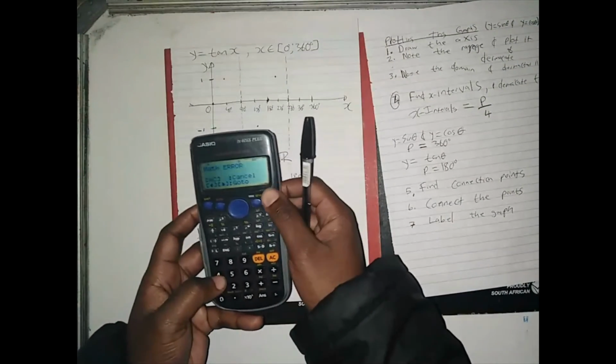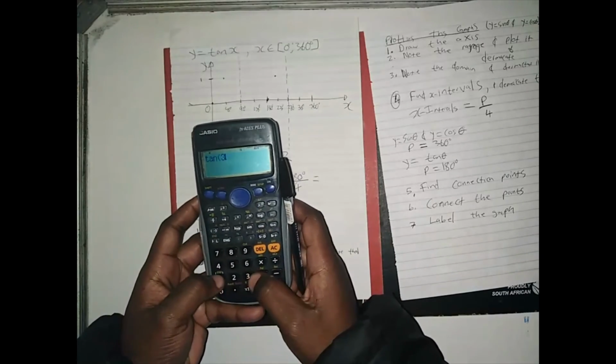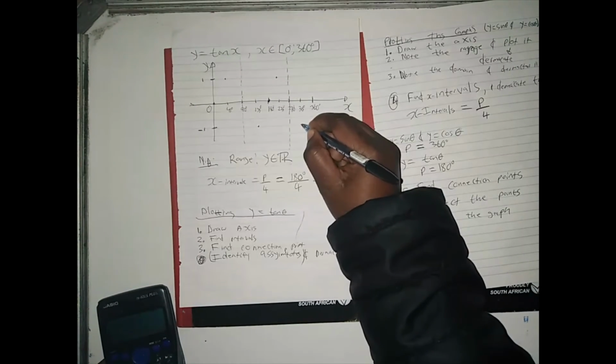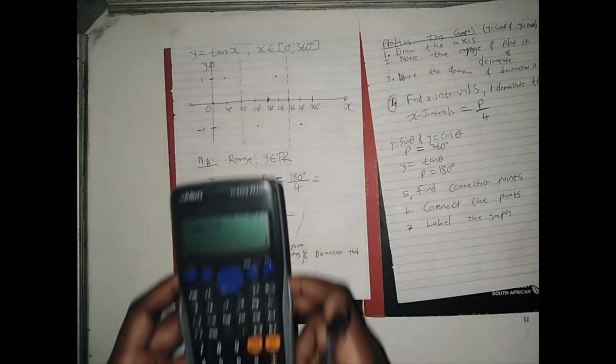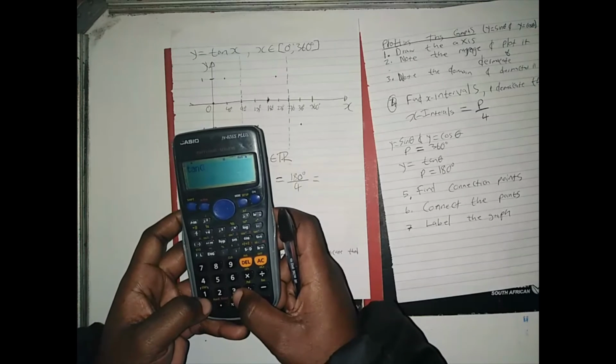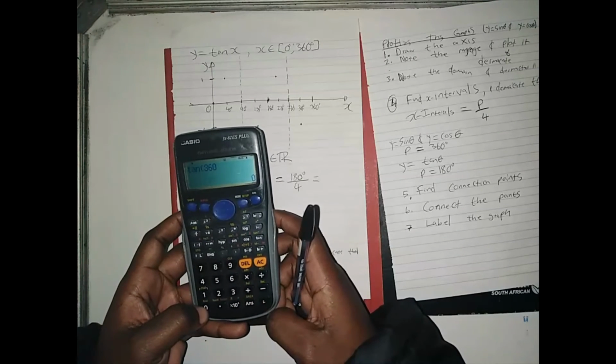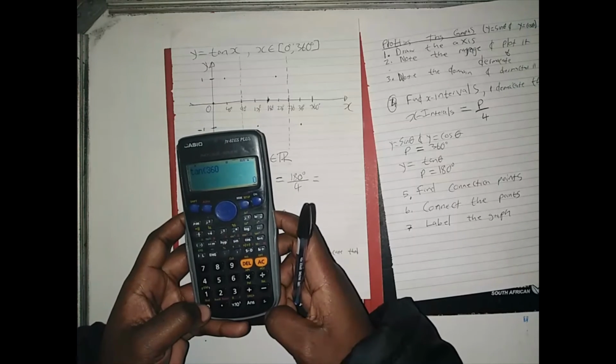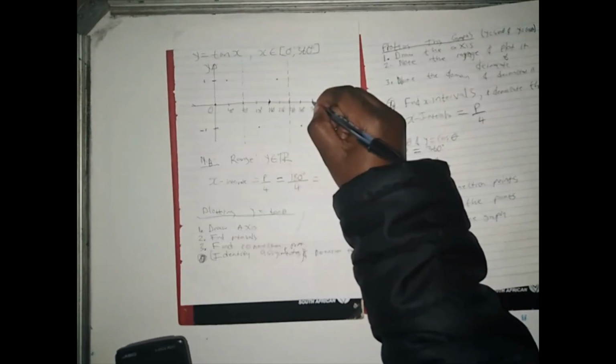The next one is 315. Let's see. Tan 315. What do we get? Minus 1. So there is a point here. And then lastly, tan 360. Can you see? It's 0. So it's here. Okay. Can you see that? So here are our points.